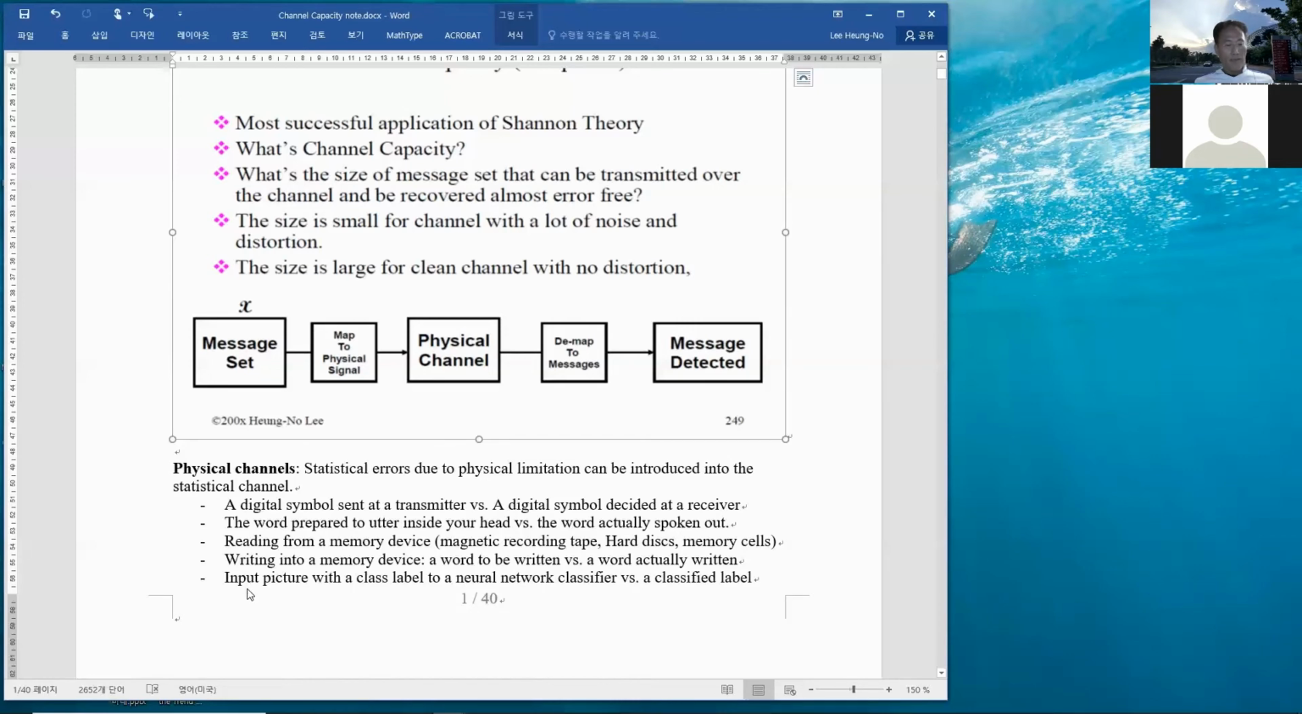Another example is an input picture with a class label given as an input to a neural network classifier. The classifier makes a decision, and the output is a classified label. So there is an input class label and an output class label, and there exists a channel between them. So these are the physical channels that we are talking about.